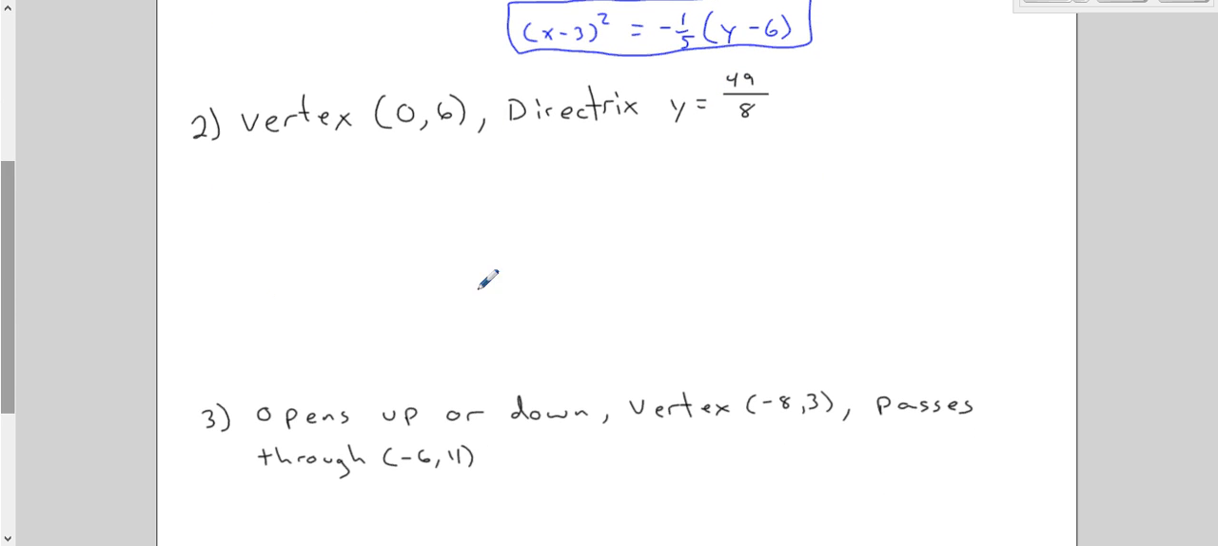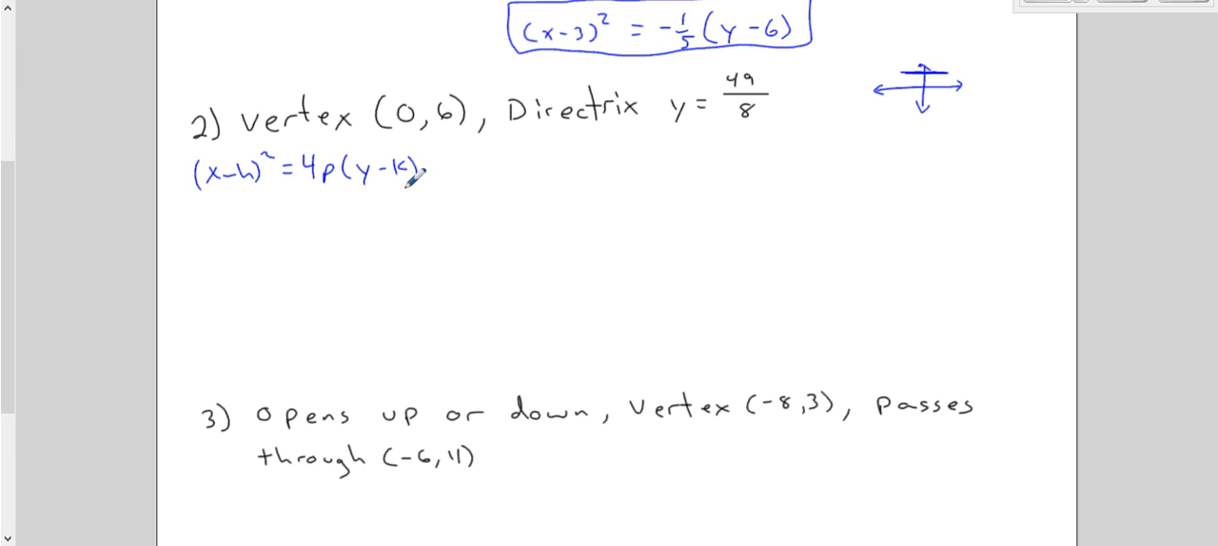Looking at number 2, I'm given the vertex and the directrix. My directrix is a y equals equation, which means if this is my coordinate plane, y equals 49 over 8 is a horizontal line. So this is a vertical parabola, which means, again, I'm using the x minus h squared equals 4p times y minus k.